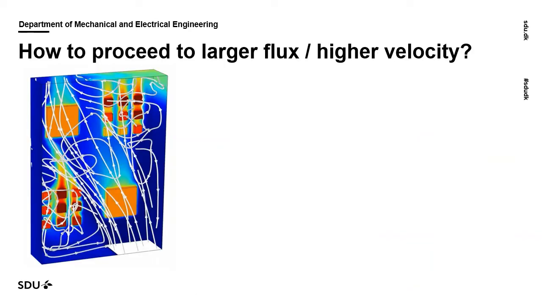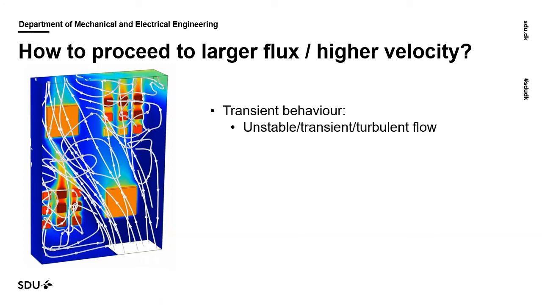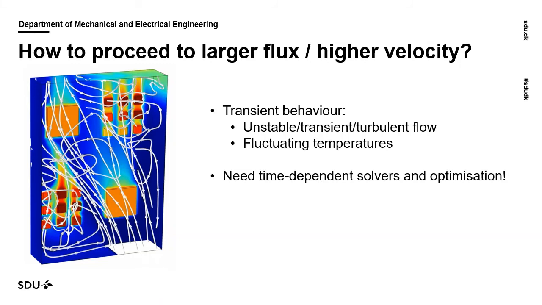So how do we then proceed from here to larger fluxes and higher velocities? Everything I've talked about here previously is steady state. So how about when things become transient? We get unstable, transient, turbulent flow, fluctuating temperatures, fluctuating heat sources even. Then we need time-dependent solvers and optimization. And this just becomes very expensive computationally.